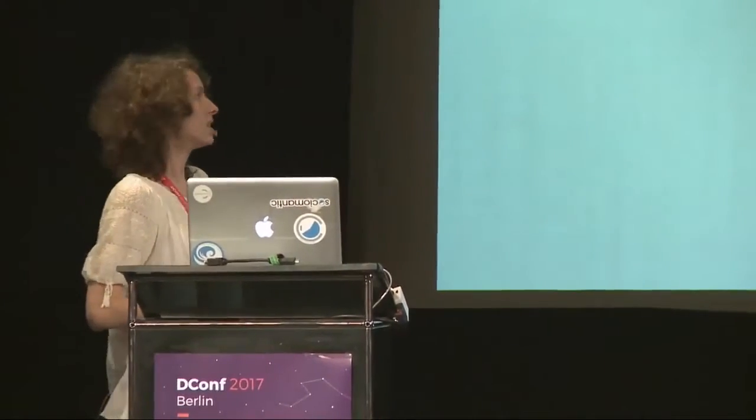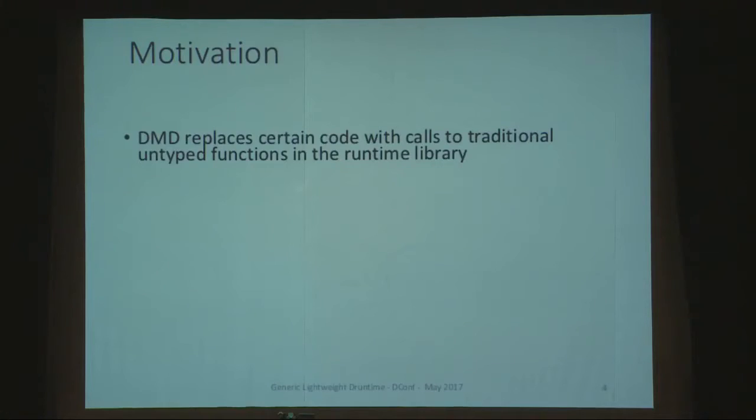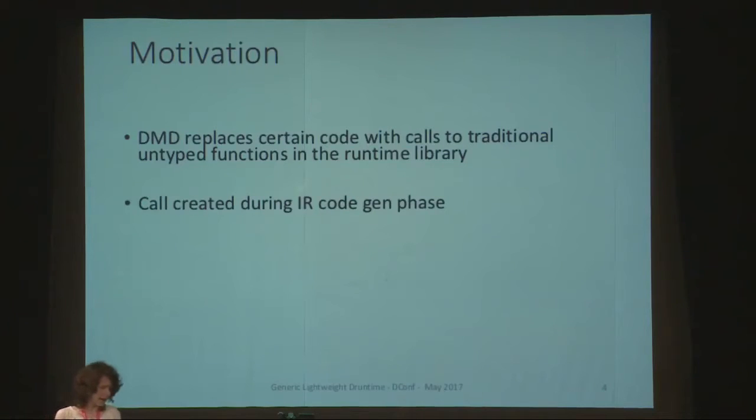Now let's go into a bit more detail. What does DMD do that we can actually replace? Well, there are certain bits of code where DMD takes an instruction, a plain D instruction. Let's take, for example, an array comparison. It just takes this array comparison and replaces it with a call to a traditional untyped function in the runtime. Well, this happens after the AST is created. It actually happens in the intermediate code generation phase. OK, so it goes that far.